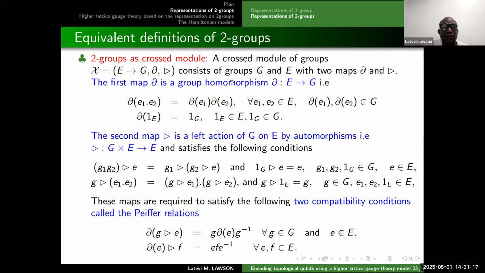The second approach to define the 2-group is to define it as a crossed module of groups. So we consider two groups E and J, and we consider two maps. The first map is a group homomorphism from E to J. It means that it keeps the structure of the elements of E and transforms the identity of E to the identity of J. The second map is the left action of the group J on E by automorphism and satisfies these properties. Then we have the third relation, which is the compatibility of the homomorphism and the left action, which is given by the Peiffer relation. This is the second way to define a 2-group by means of the crossed module.